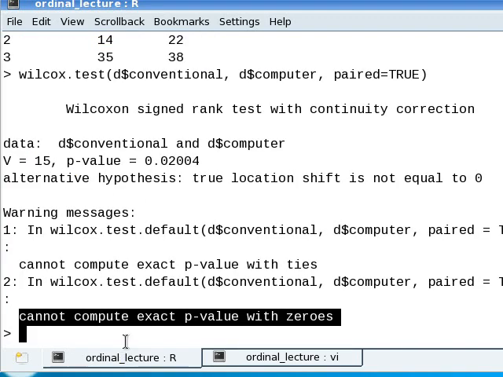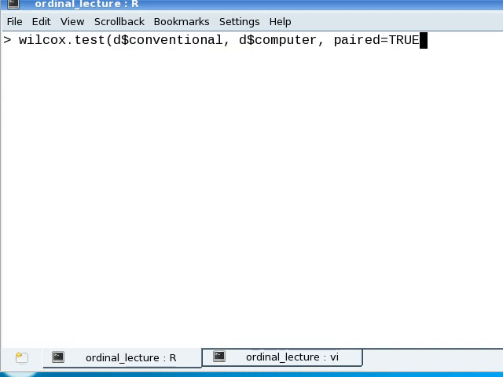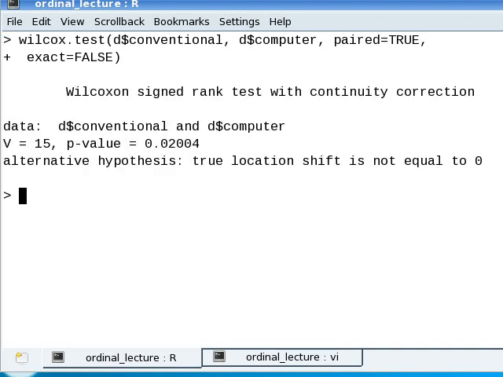In order to avoid these error messages, all you need to do is do the same thing that you did before, except say exact equals false. When you say exact equals false, that says don't worry about the warning messages, just keep going. And then you will get your output without any warning messages, and you'll still get your same data.